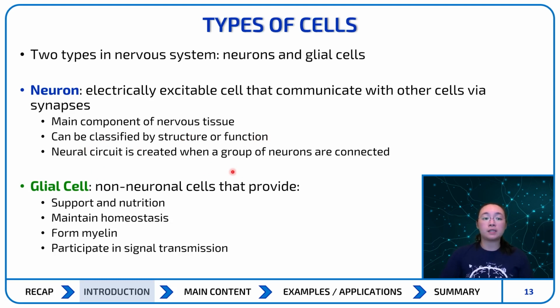Now you have a glial cell. These are non-neuronal cells that provide several different functions that you'll have to know about. Support and nutrition. They help maintain homeostasis. They form myelin for the myelin sheath to allow for saltatory conduction to occur, which we'll talk about later as well. And they also participate in signal transmission. So these two are kind of connected together.